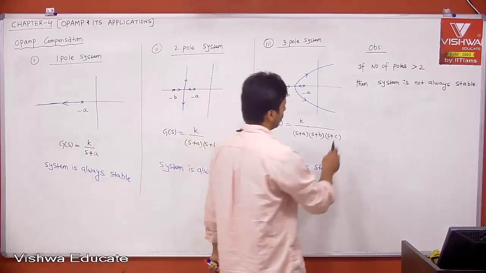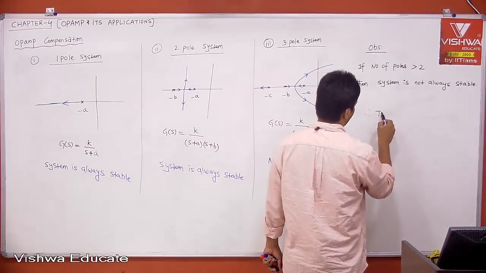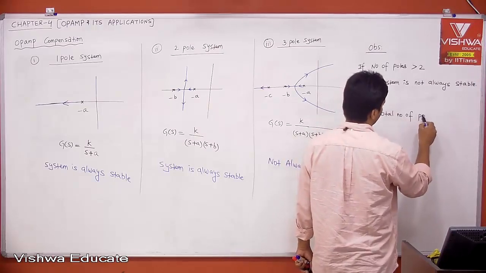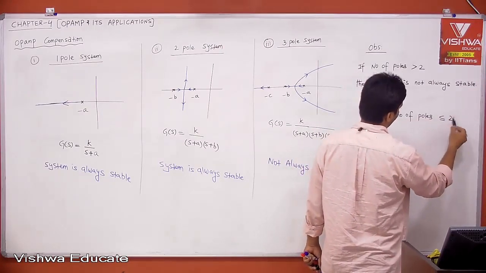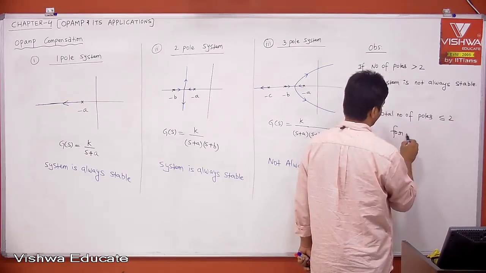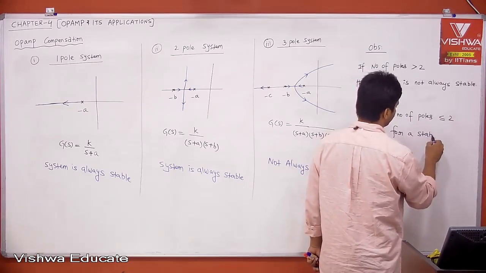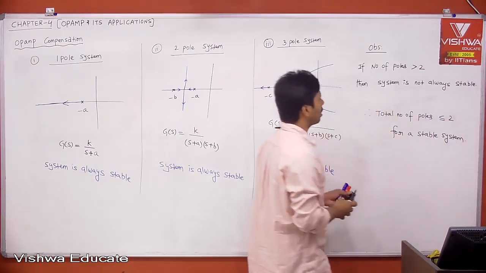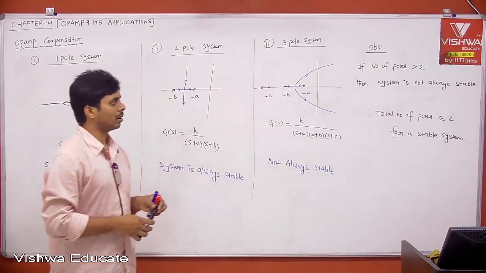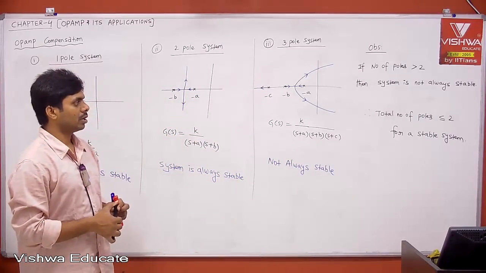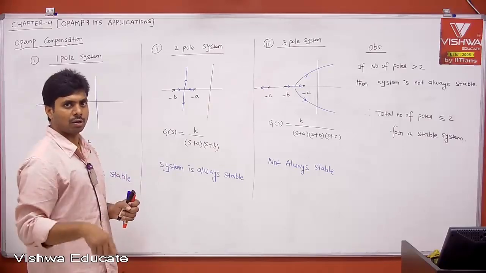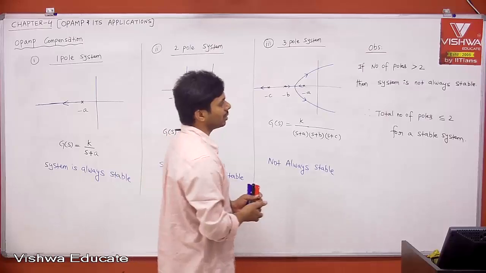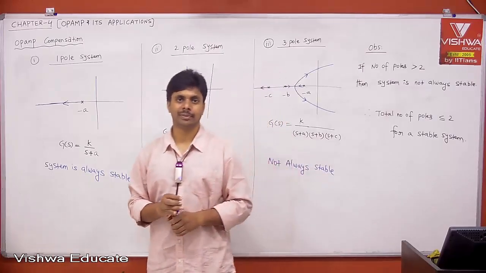Okay. Therefore, the total number of poles should be less than or equal to 2 for a stable system. Both are same, but this is ultimately the conclusion. That is the observation and this is the conclusion. If you have the total number of poles in the closed loop transfer function less than or equal to 2, then it is always stable. More than 2, not stable. That is the observation. Okay.